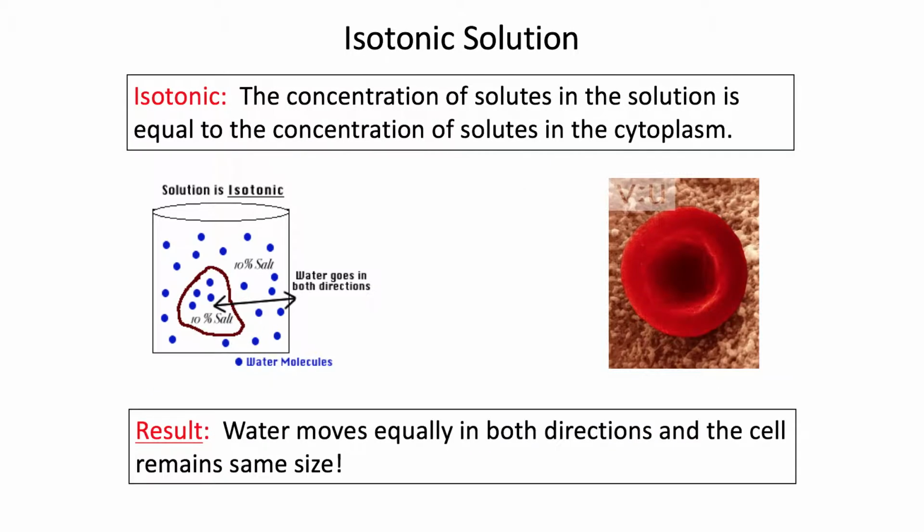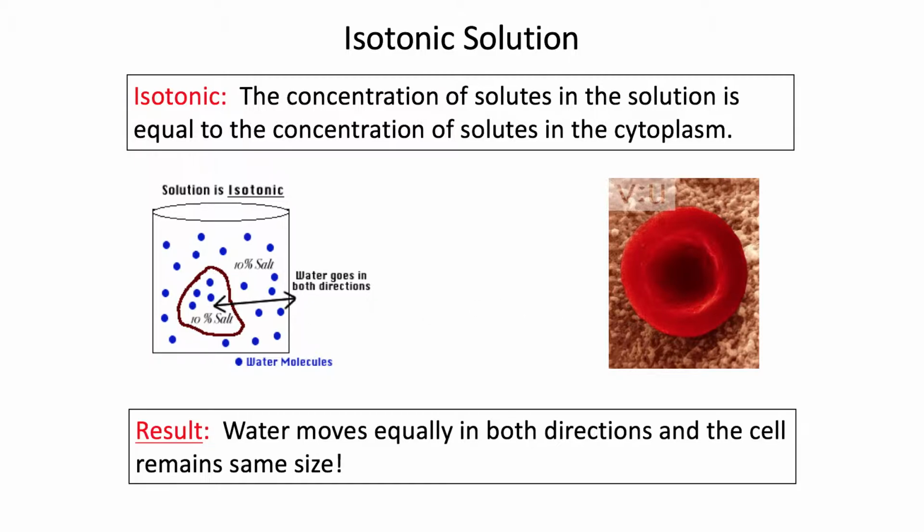The answer to that is an isotonic solution. In an isotonic solution, the concentration of solutes in the solution is equal to the concentration of solutes in the cytoplasm. So we have a 10% salt concentration outside, and a 10% salt concentration on the inside. So the rate of water leaving the cell and the rate of water entering the cell is going to be equal, and there's going to be no net change in the size of the cell. So your red blood cell is going to stay perfectly healthy. The right side is not going to swell, it's not going to burst, it's not going to shrink.